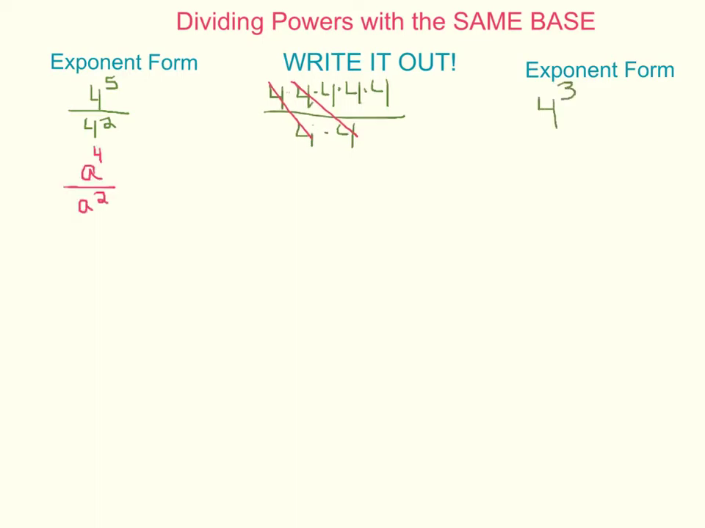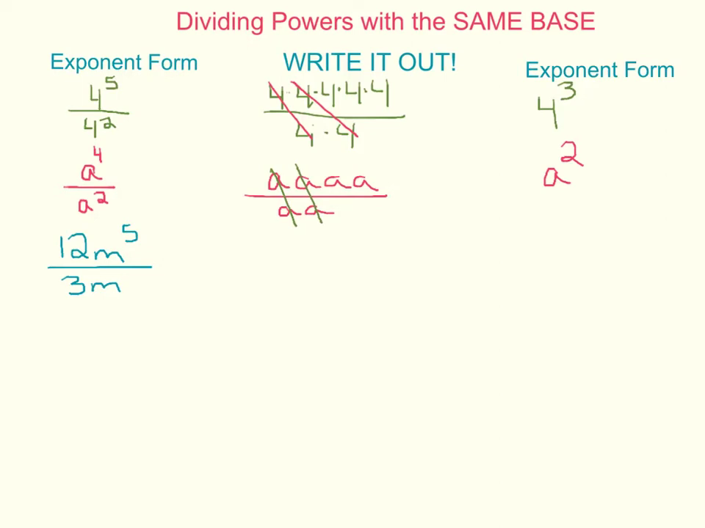In our second example, we have a to the 4th divided by a squared. A to the 4th is a times a times a times a. And a squared is a times a. Match up and cancel. A divided by a cancels, and this a divided by a cancels. And it leaves you with 2 a's, which is a squared.